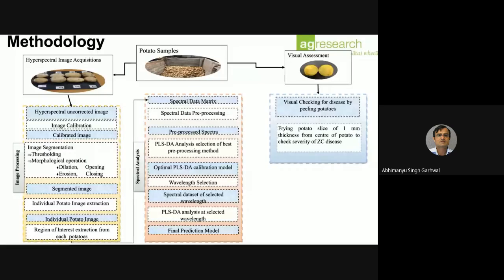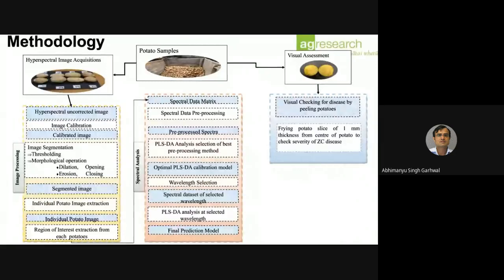So then we conducted a very big trial, and that's the methodology for the trial. We captured the images, then we calibrated the image, then we did the segmentation. We got the segmented image, then we extracted the individual potatoes from the tray, and then we extracted the region of interest, and then we did some spectral analysis. So we got a spectral data matrix. We applied some spectral data pre-processing. Then we got the pre-processed spectra.